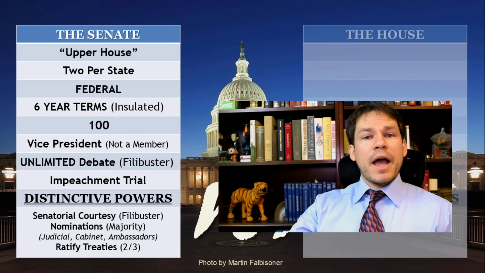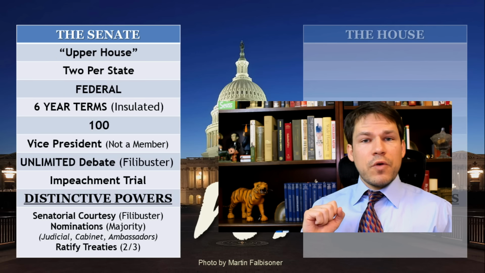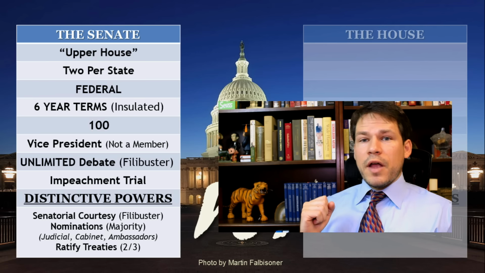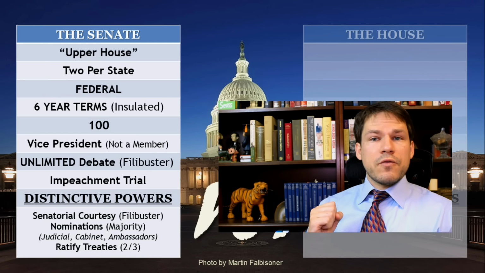And then finally, by a 2/3 vote, the Senate may ratify or reject treaties that are negotiated by the president. So the point of the Senate here is to assist the president in his role of chief diplomat and make sure that the treaties that he brings back are in the best interest of the country.